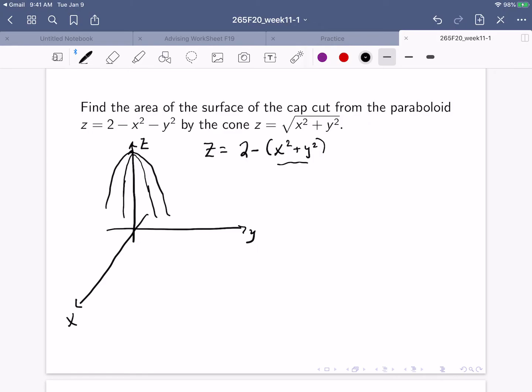Okay. And then I have a cone. z equals the square root of x squared plus y squared, or I can also think of this as z squared equals x squared plus y squared. But since we only have z equals the positive square root, I'm only going to be working with the portion that's above the xy plane. And so that's going to look like this. Okay, so one of the first things that we have to do is find where these two surfaces intersect.